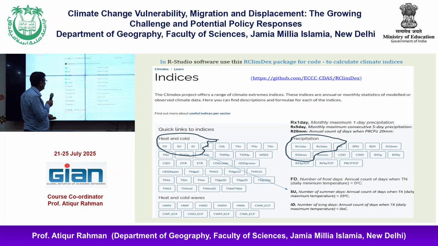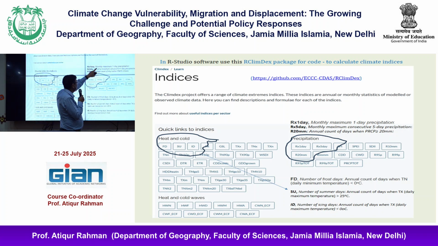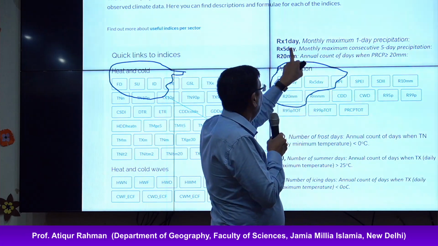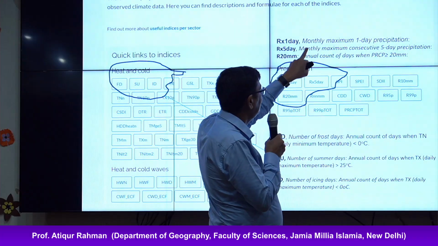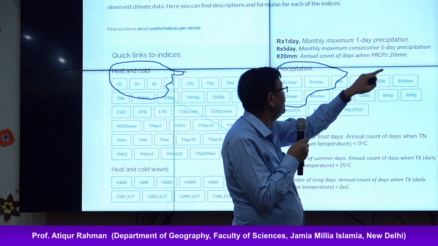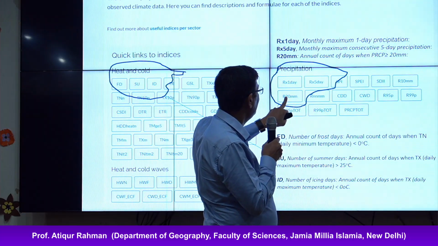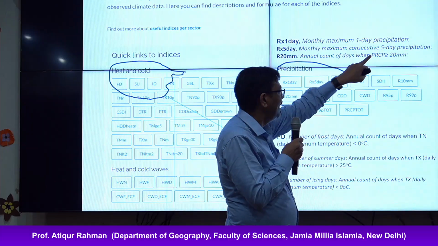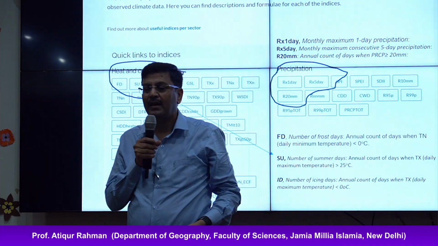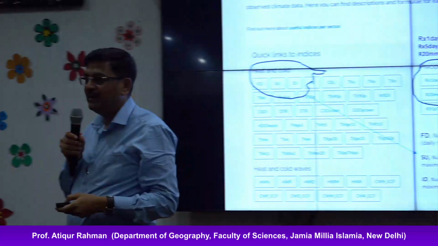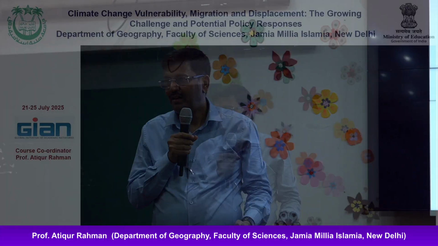So this is RX 1 day, that is the monthly maximum 1 day precipitation. RX 5 day, that is the monthly maximum consecutive 5 days precipitation. R20 mm, that is the annual count of days when precipitation was 20 millimeter or more, right?